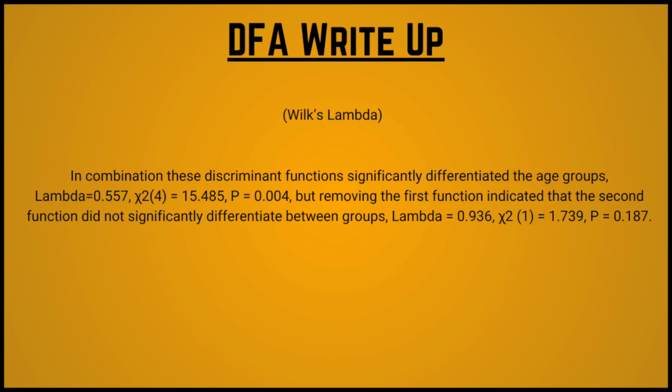The next section is the information we've got from the Wilks' lambda. In combination, these discriminant functions significantly differentiated the age groups. Lambda equals 0.557, chi-square, brackets 4, equals 15.485, p-value equals 0.004. But removing the first function indicated that the second function did not significantly differentiate between groups. Lambda equals 0.936, chi-square, brackets 1, equals 1.739, p equals 0.187.